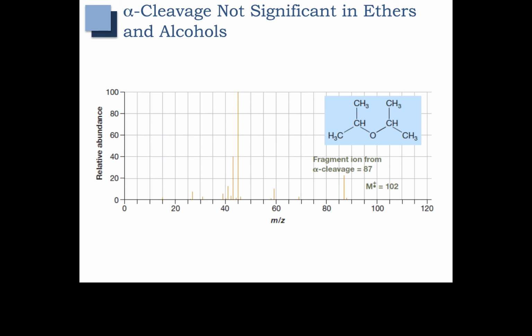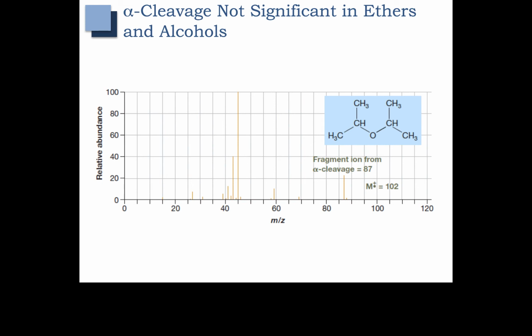So we saw that alkyl halides and amines do have a significant alpha cleavage peak, but ethers do not. We don't really see the molecular ion here, but the alpha cleavage fragment is also very small over here at 87. Our base peak is this peak over here at 45.